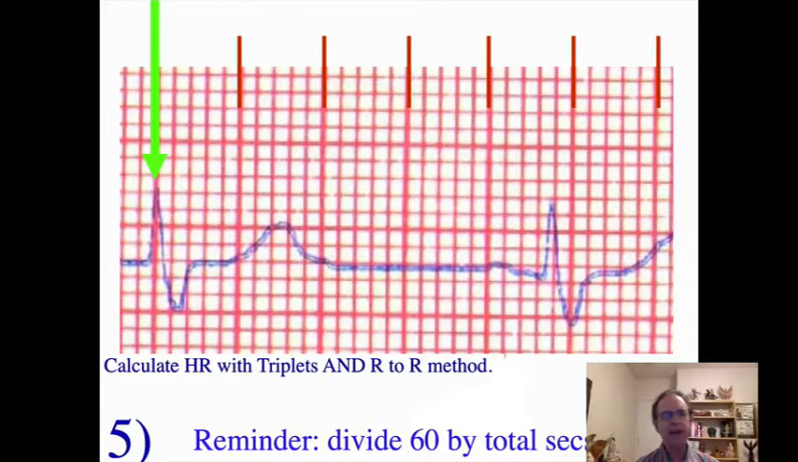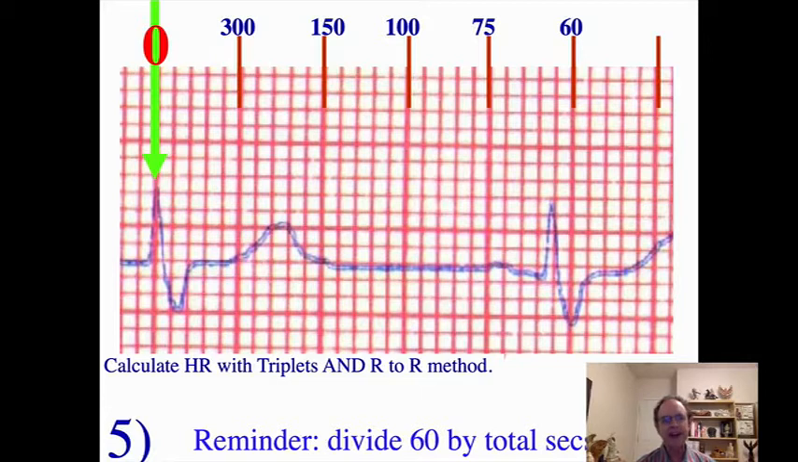Let's do the triplets together. What do we start with? Okay, we got it. 0. Next. Yeah, 300, 150, 100. Learn those triplets. 75. And in this case, we see that heart rate is above 60 beats per minute. And with triplets, that's all we need to know.